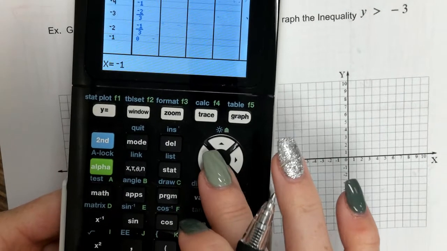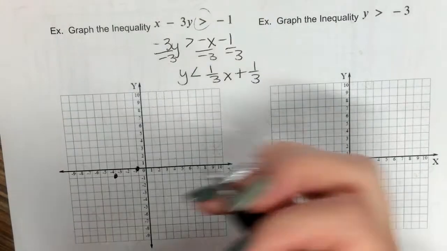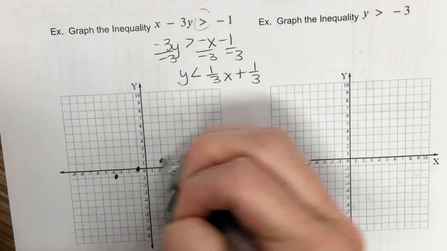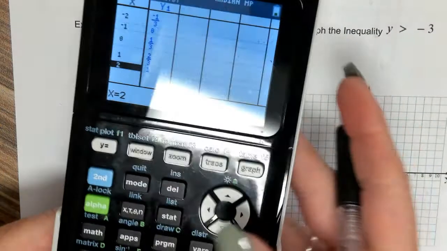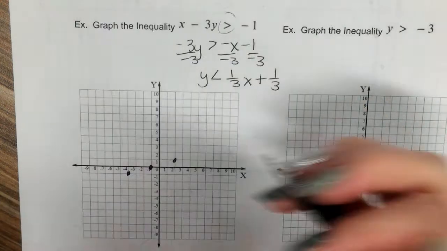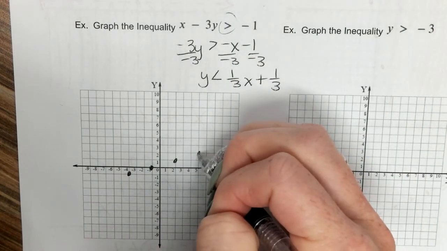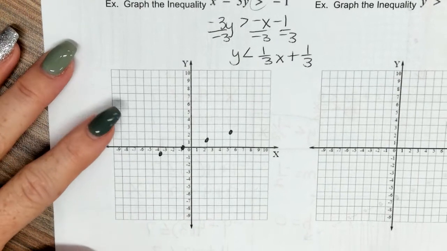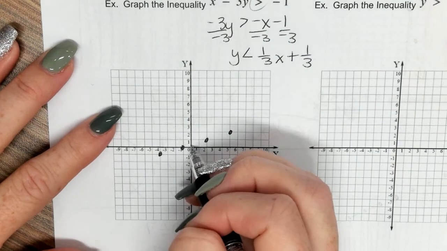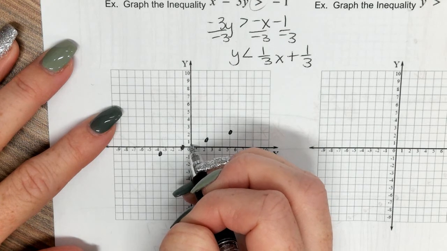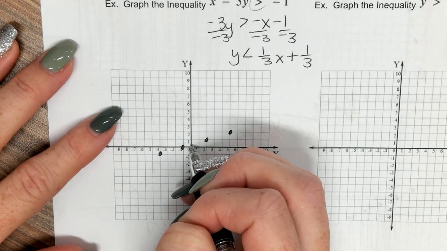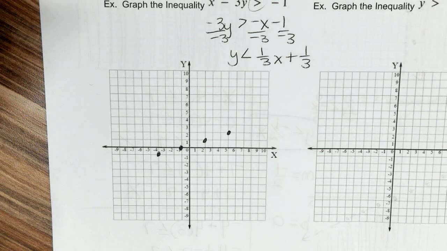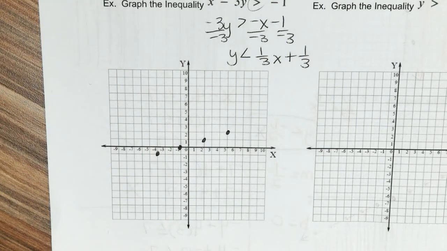Is there any more good ones? 2, 1. And 5, 2. Could I have used slope-intercept? Yes, but I would have had to start at 1/3 right here, and that would be kind of challenging. Make sense? All right, is this going to be a solid or dashed line? Dashed.